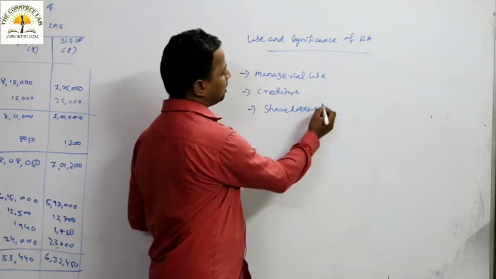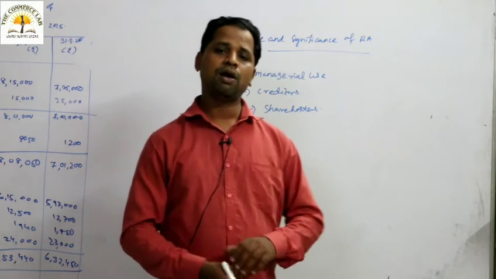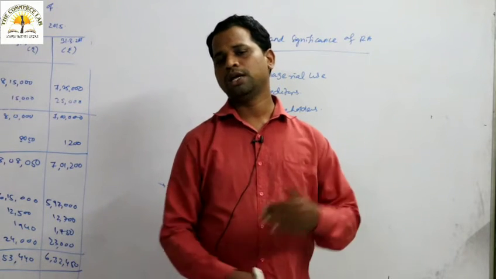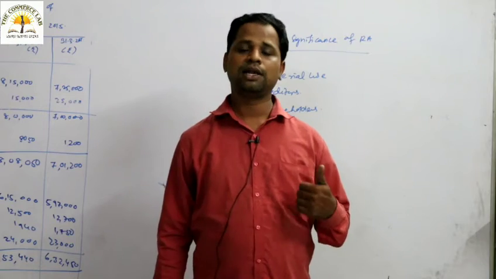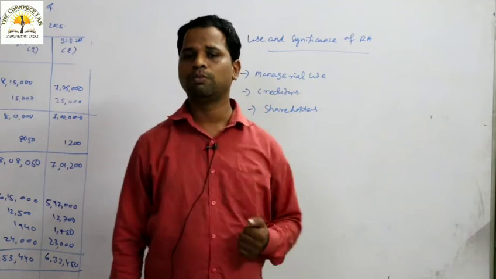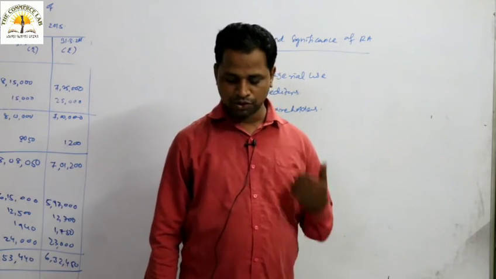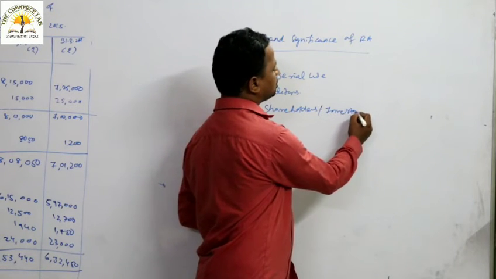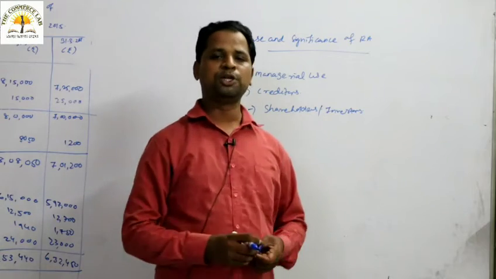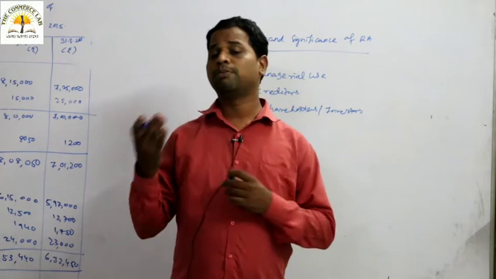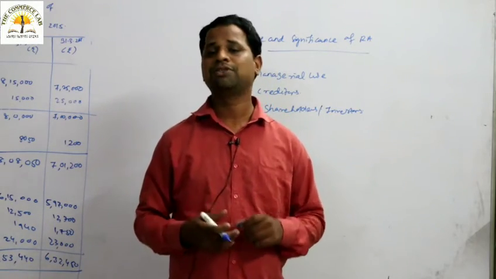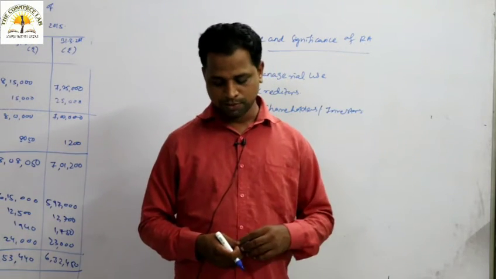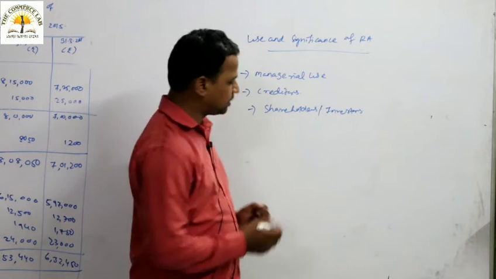Shareholders are the people who are investing in your company. They are also interested in the long-term solvency position of the organization. They want to get their capital as well as dividend in a regular period of time. Similarly, there are other investors apart from shareholders, like debenture holders. They want their principal amount to be safe, and also they should get the interest on a regular basis. For that also they are interested in this particular ratio analysis.